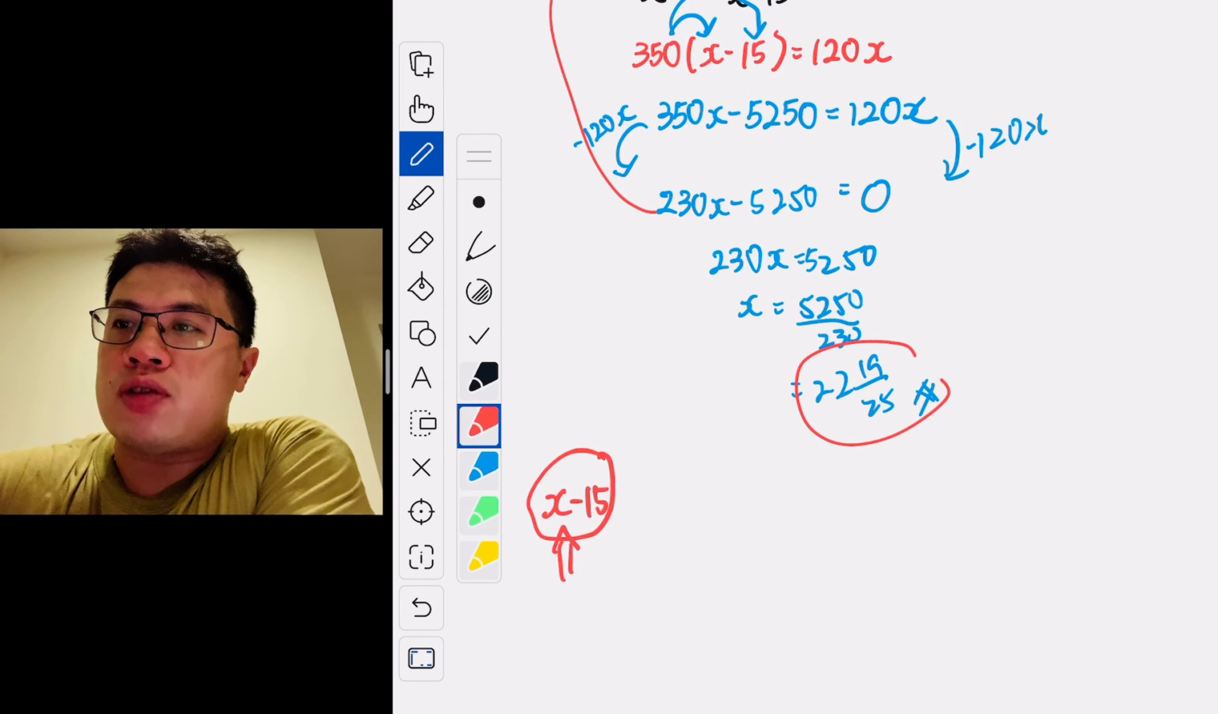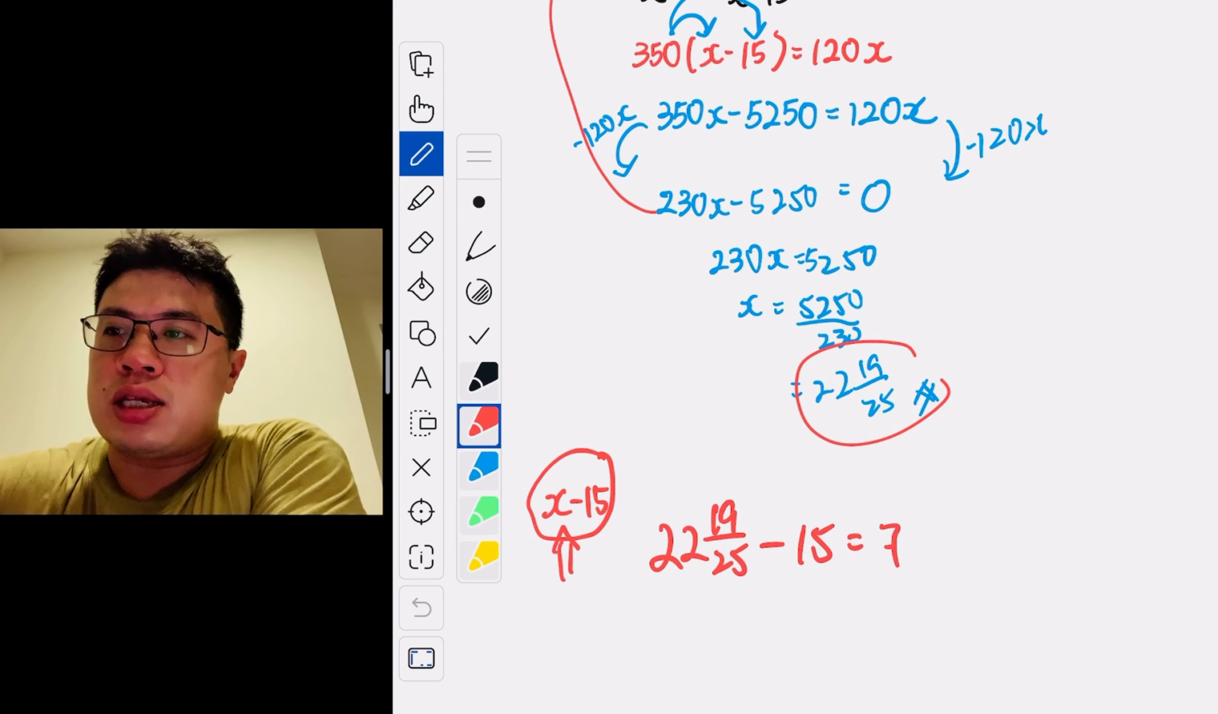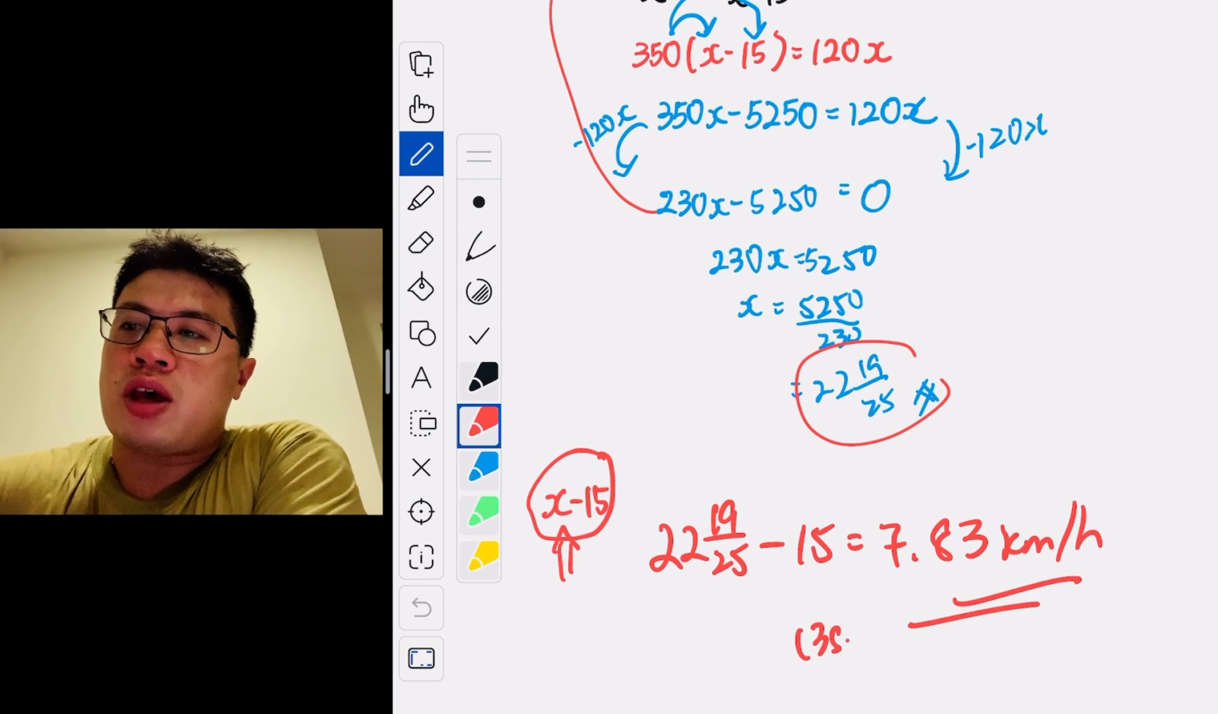So if you take x minus 15, it means that you take 22 and 19 over 25 minus 15. The answer that you get is 7.36, which is 7.3 kilometers per hour to 3 significant figures.